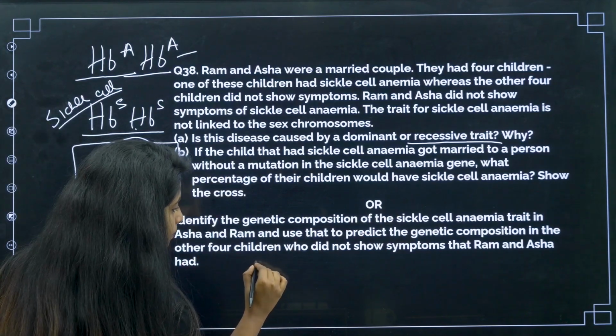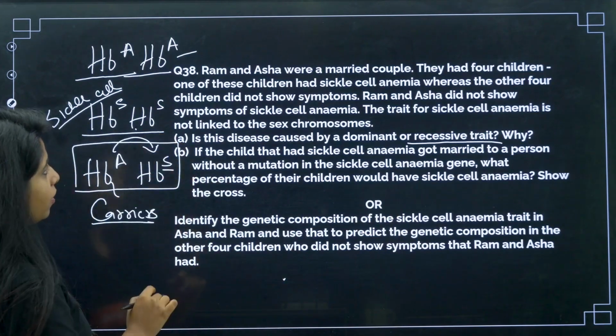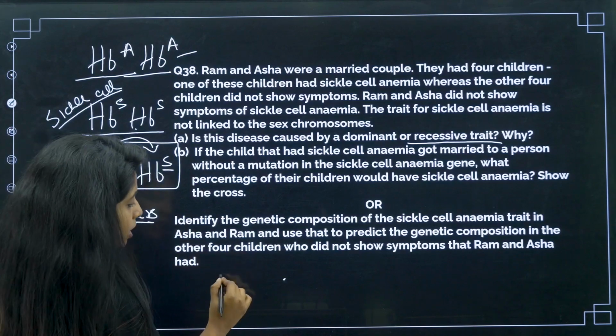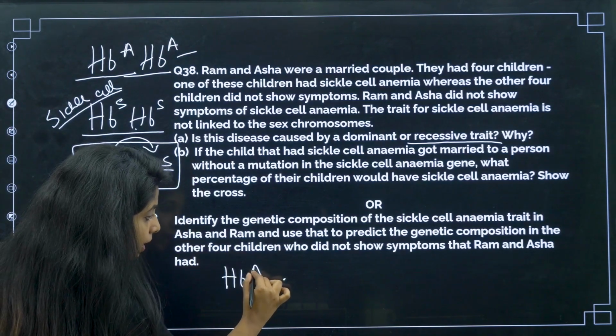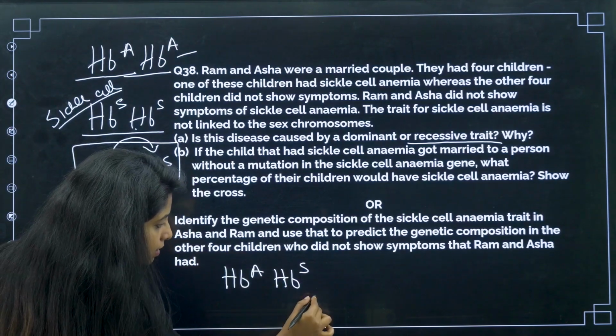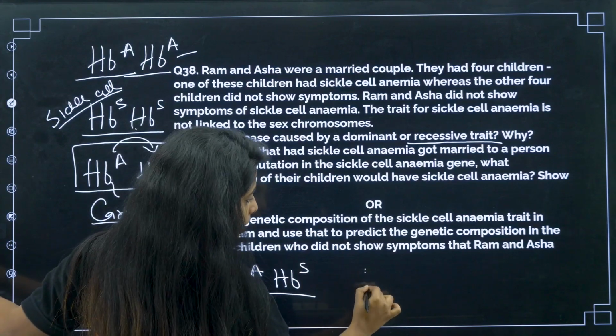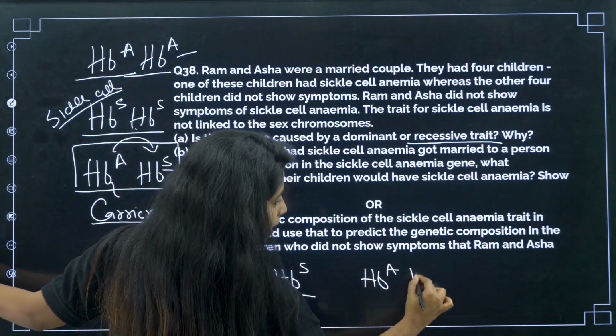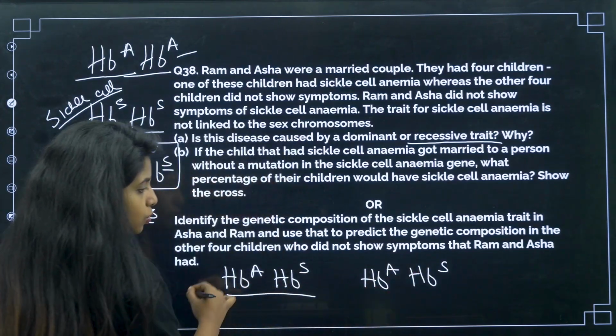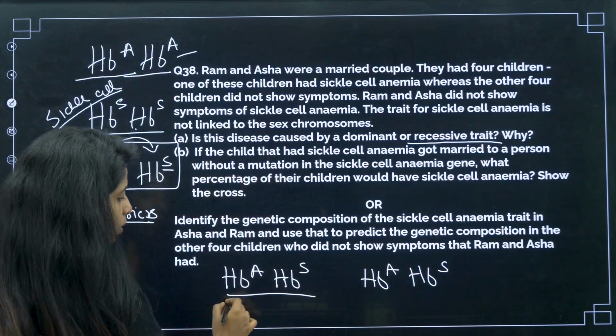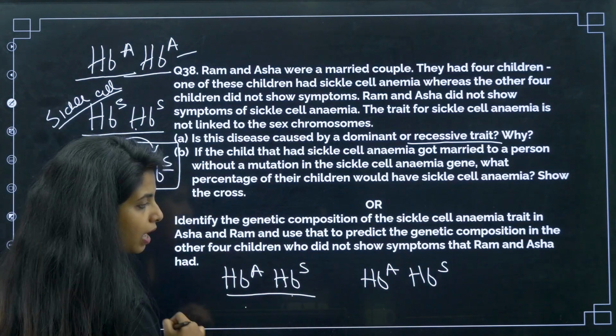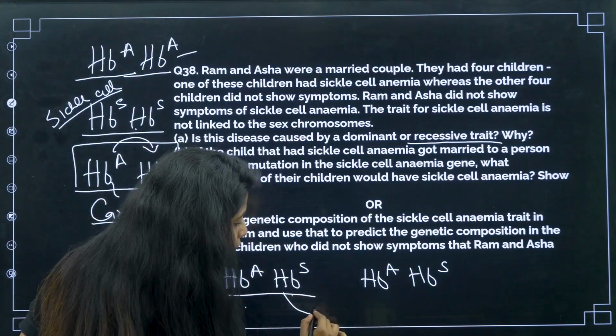So, my dear children, what is Ram's genotype? It is HBA, HBS. This is Ram's genotype. What is Asha's genotype? It is HBA and HBS again. So, when the gametes are being formed, one gamete will be having this, one gamete will be having this. Suppose this gamete and this gamete fused.